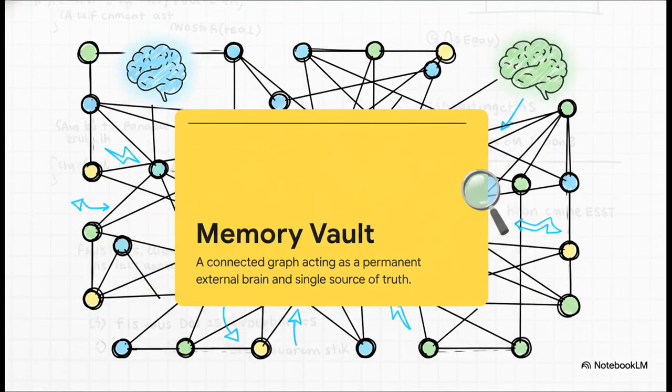The absolute best solution to this mess is what's known as the memory vault. A memory vault is essentially an intertwined, connected graph of information. Think of it like a permanent external brain for your AI agents. Instead of the AI having to blindly search your codebase every session just to learn how things work, it finally has a structured, single source of truth that it can query directly. The big takeaway here? This means your AI never has to start from scratch again.